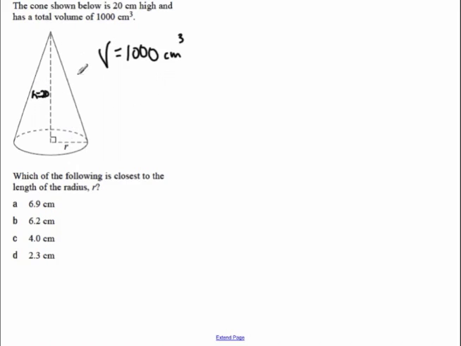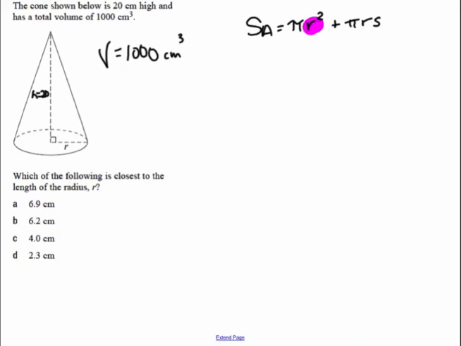So we need to find the surface area, and that's the ultimate part of this question. We need to find the surface area of this cone. And you know the surface area of the cone is the area of the base, pi r squared, plus the area of the side, which is pi rs. So you can see, we don't have enough information.